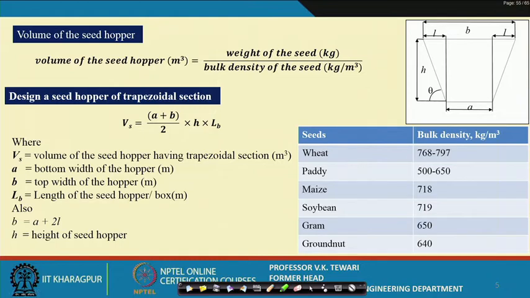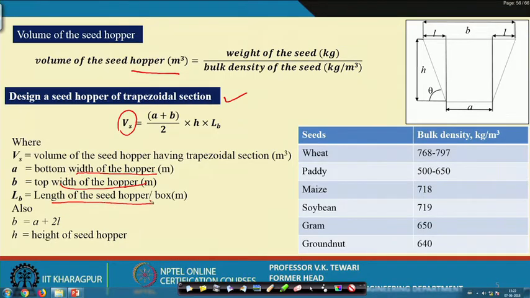So, the volume of the seed hopper. Now it is very simple. If you go through the details of this diagram which I have given here, you will be able to understand how to get the volume of the seed hopper. Volume of the seed hopper here, and then the trapezoidal section, we are giving the trapezoidal section here. From standard knowledge of geometry, you should be in a position to get this Vs with respect to the bottom width of the hopper, the top width of the hopper, the length of the seed hopper, and the height of the seed hopper. So, knowing all this, you will be in a position to get these seed hopper dimensions.